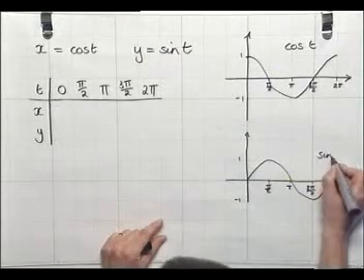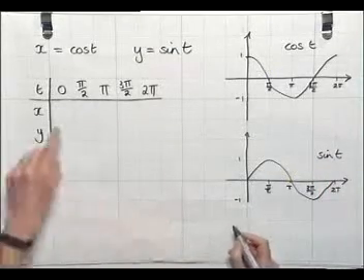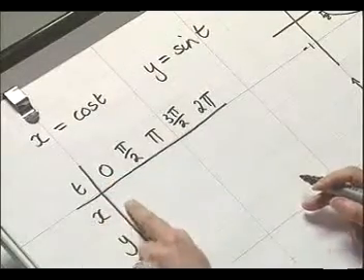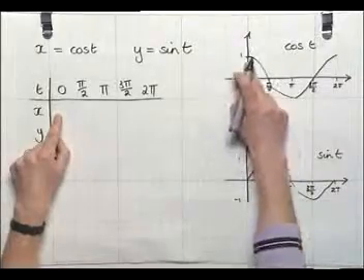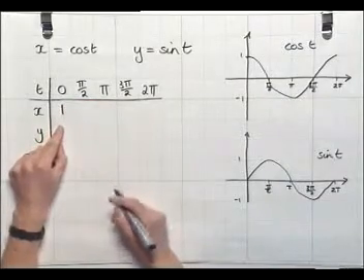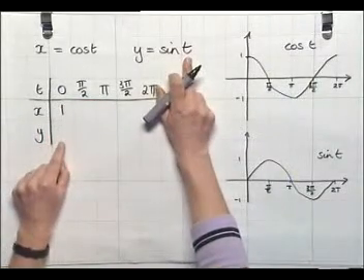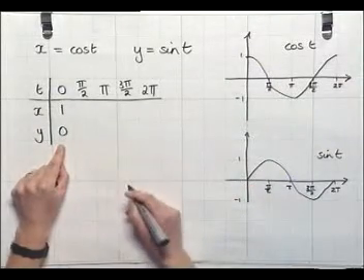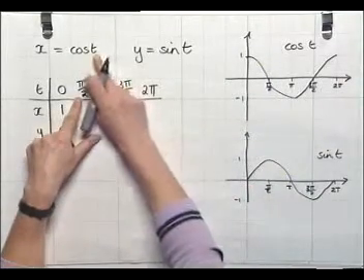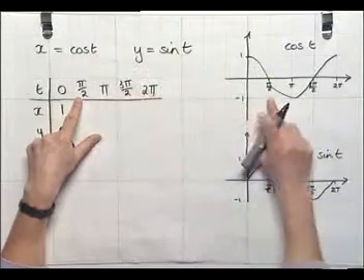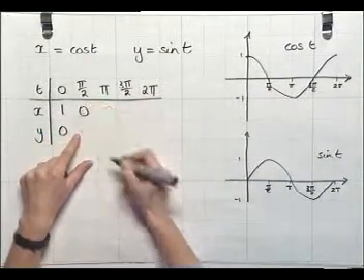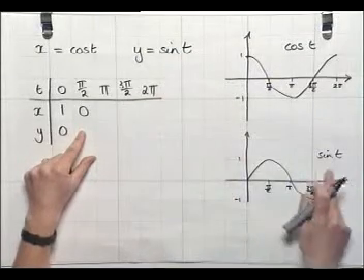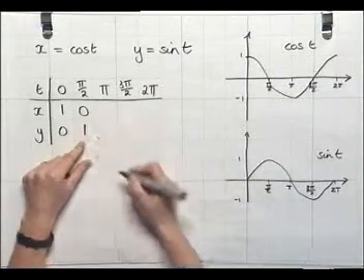There's sin t. Okay, so when t is 0, x is cos t, and that's 1. When t is 0, y is sin t, and that's 0. When t is pi by 2, x is the cos of pi by 2, which is 0. When t is pi by 2, y is the sine of pi by 2, which is 1.